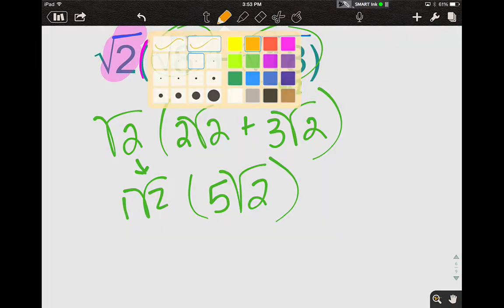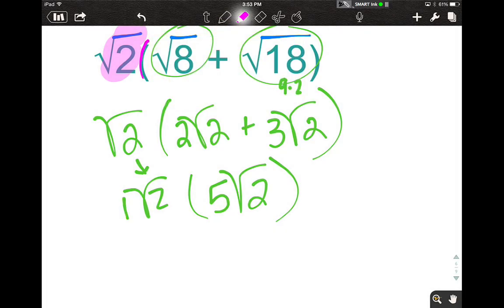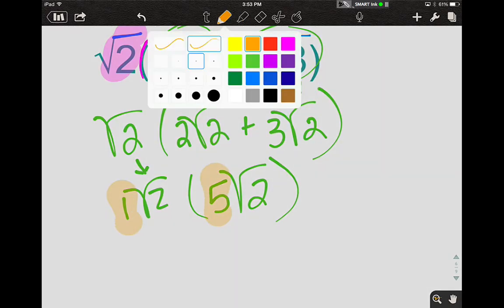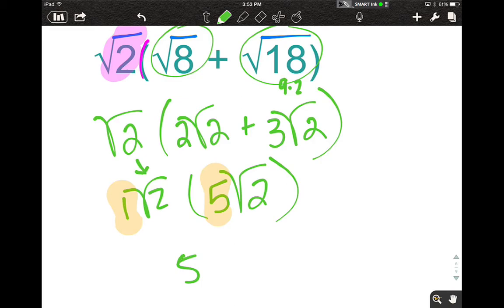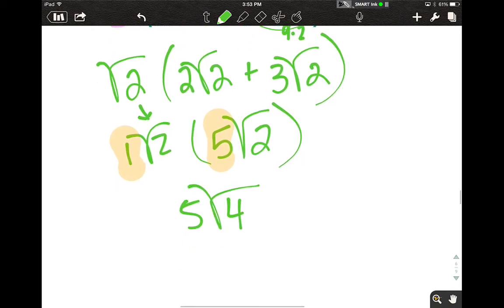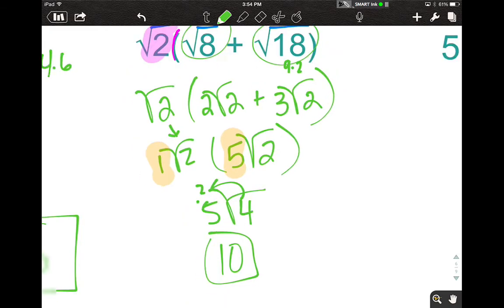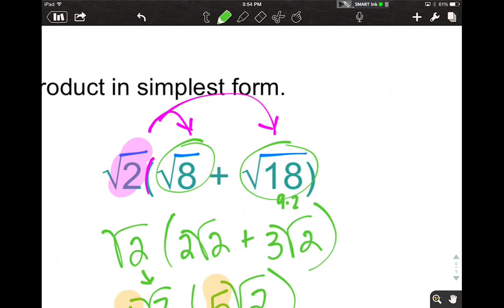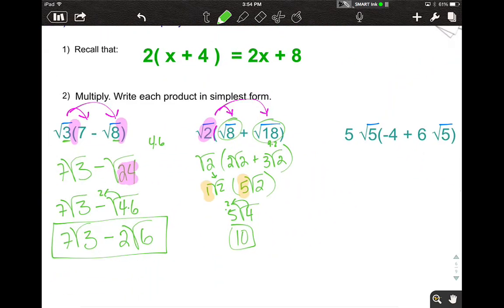So 1, oopsie, that's not what I wanted. 1 times 5 is just 5. And the square root of 2 times the square root of 2 is the square root of 4, which is, when you bring this out, a 2. 2 times 5 is 10. Okay? Kind of fun when something that starts out kind of complex turns into something nice and easy like 10.